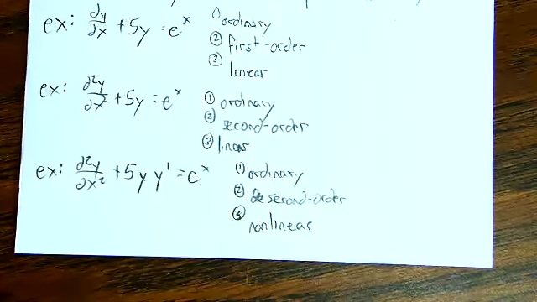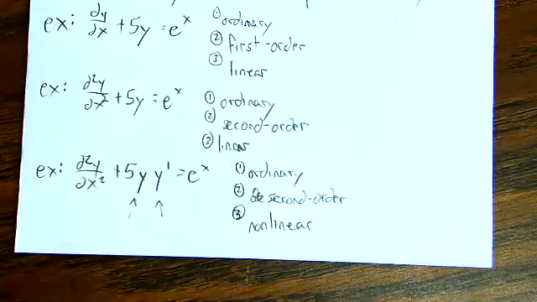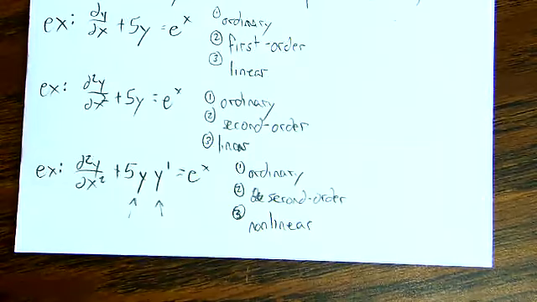It's nonlinear in the dependent variable. The dependent variable here is y, and it's nonlinear in y because we have a y times a y prime. Anytime I have in the equation a y times a y, or a y times y prime, or y prime times y triple prime, any of that stuff, anytime I've got the dependent variable times itself, or the dependent variable times a derivative of itself, or any derivative of the dependent variable times the derivative of a dependent variable, it is no longer linear. So that is the demarcation between linear and nonlinear.